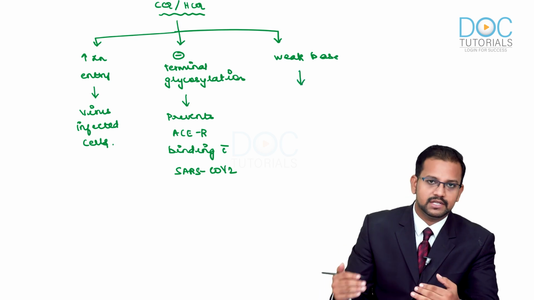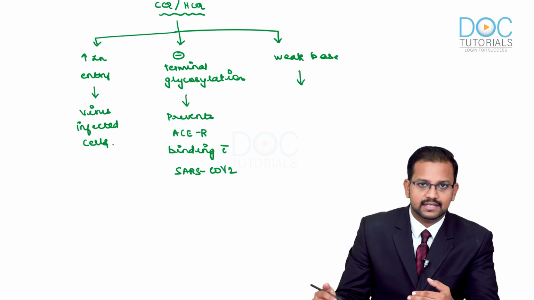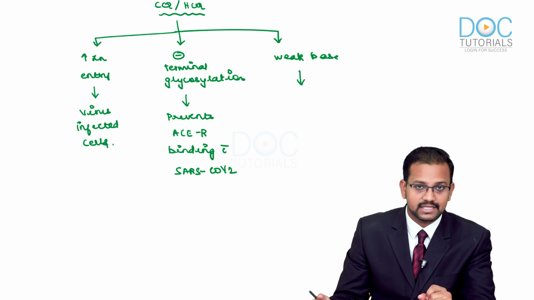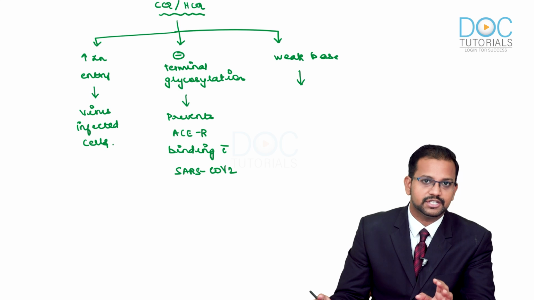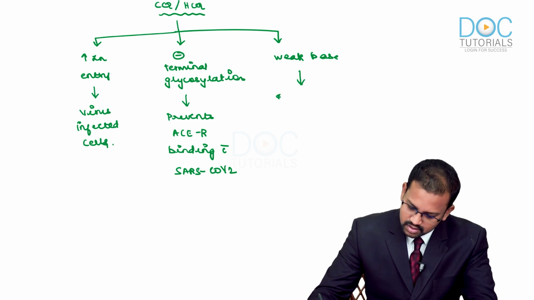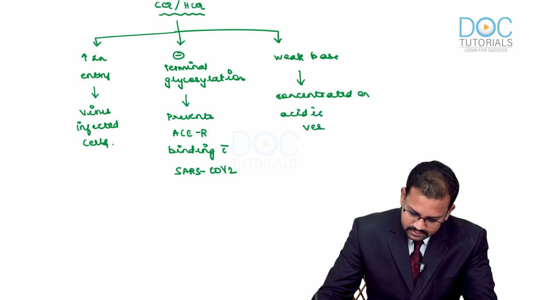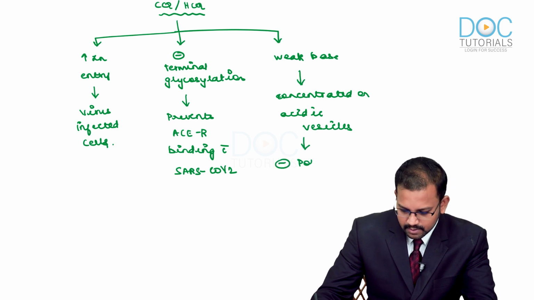So when it is administered, it gets concentrated in the acidic vesicles, and there it is going to inhibit this heme polymerase enzyme. It just prevents the polymerization of heme. It gets concentrated in the acidic vesicles, so thereby it is going to inhibit polymerization of heme.